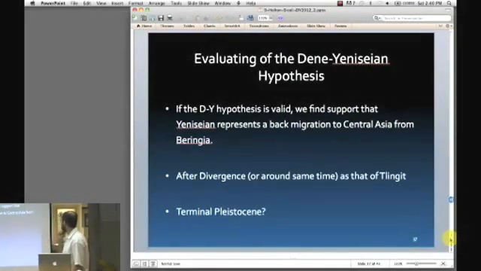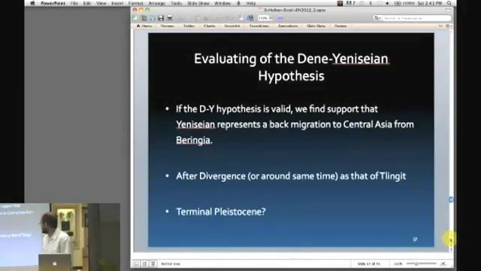So if the DY hypothesis is valid, we find support that Yeniseian represents a back migration to Central Asia from Beringia, right? Because if the differentiation from the typological characters shows Ket grouping inside Tlingit, then the center of gravity of these languages lies in the New World. And if the lexical characters are not telling us anything either way, then we kind of have to defer to the typological characters.